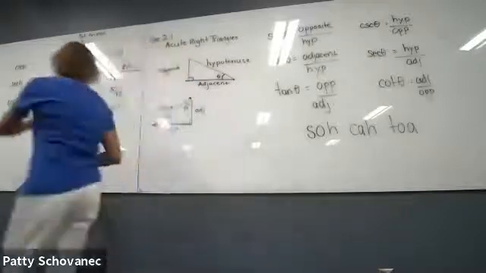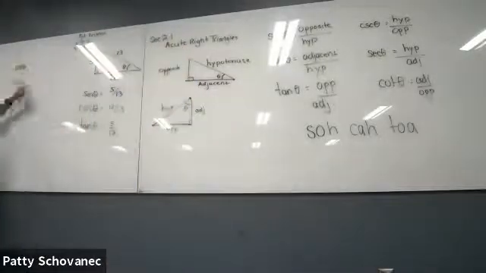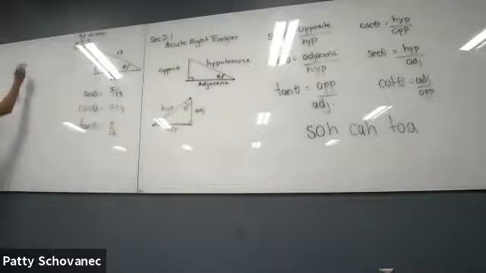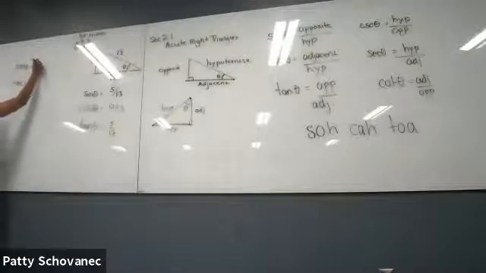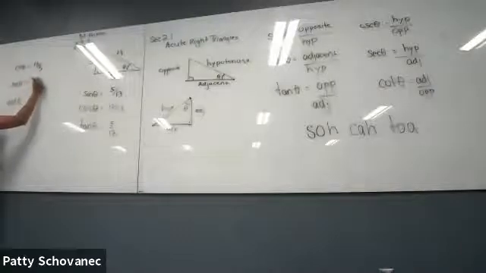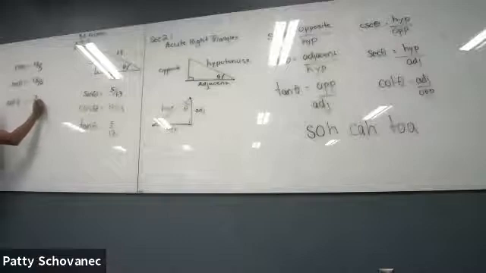So I've gotten to where I write these. The reciprocals are here, so let's just flip these over. Cosecant is 13 over 5. Secant is 13 over 12. Cotangent is 12 over 5. Get them all?